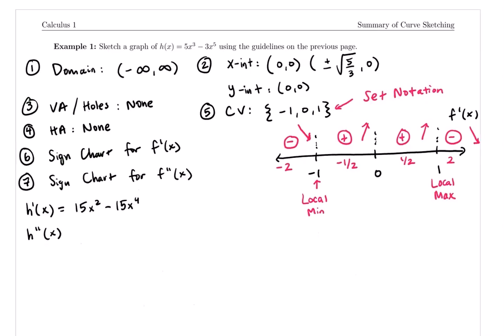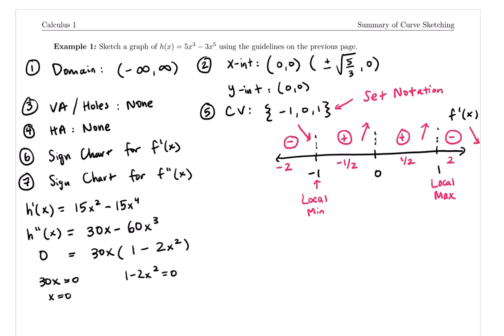Okay, so we are on to step 7, which wants us to create a sign chart for the second derivative. So let's go ahead and calculate h double prime of x. That's going to give us 30x minus 60x cubed. And eventually we're going to set this equal to 0. Let's go ahead and factor out 30x. That's going to leave me with 1 minus 2x squared, and then we're going to set this equal to 0, so I can set 30x equal to 0 and 1 minus 2x squared equal to 0.